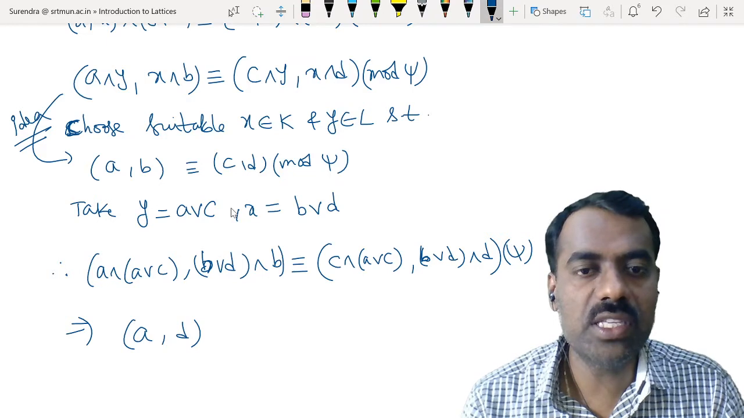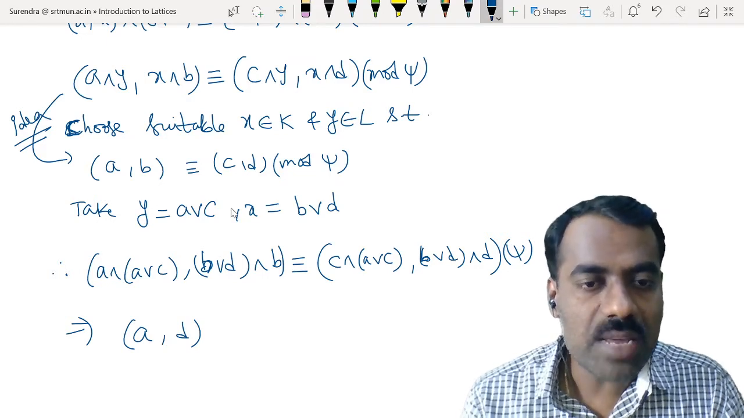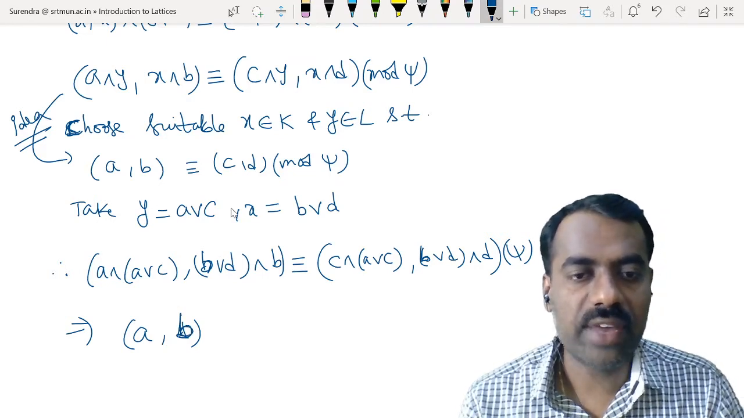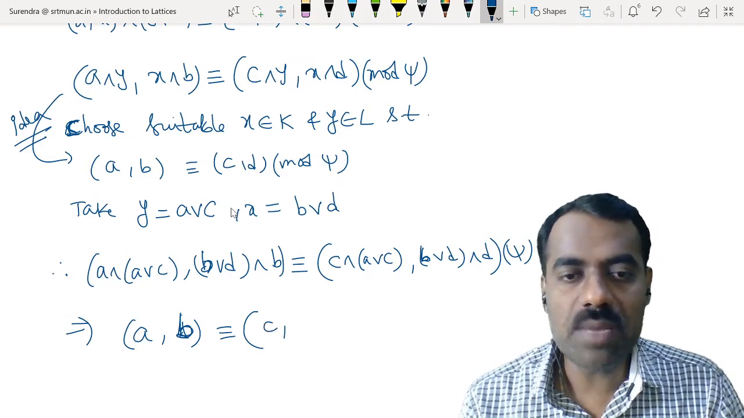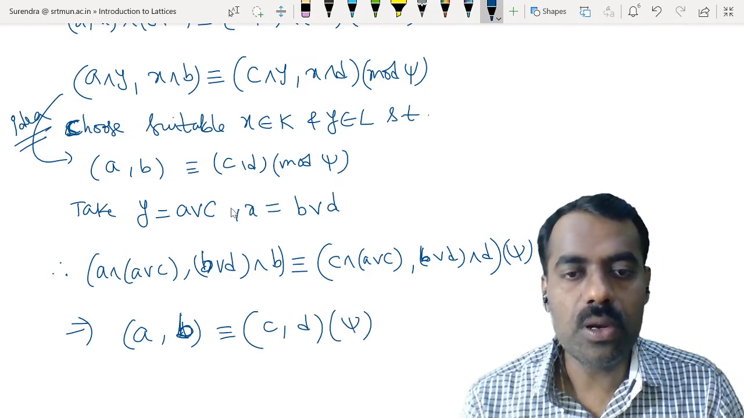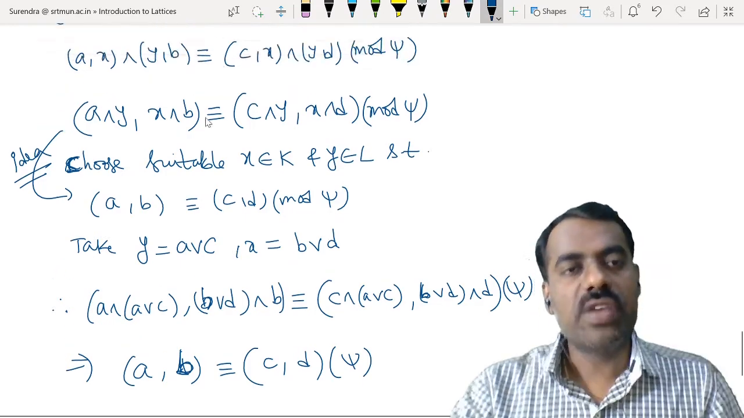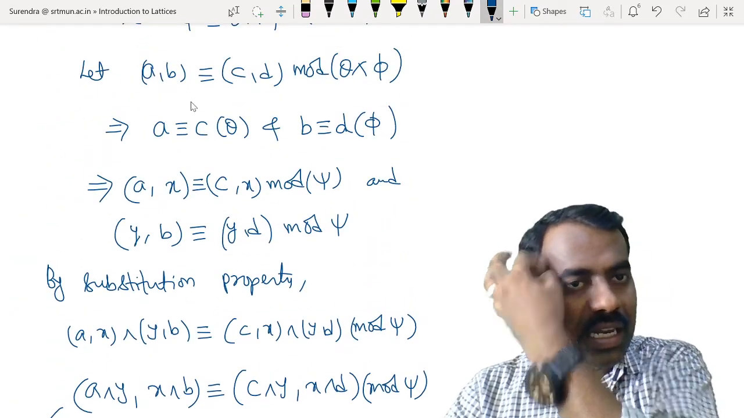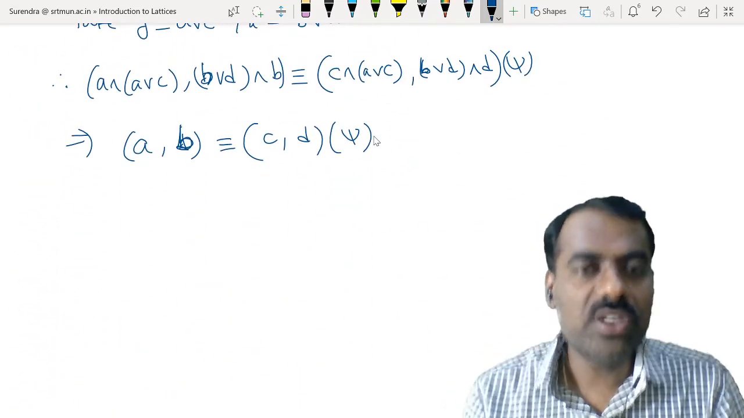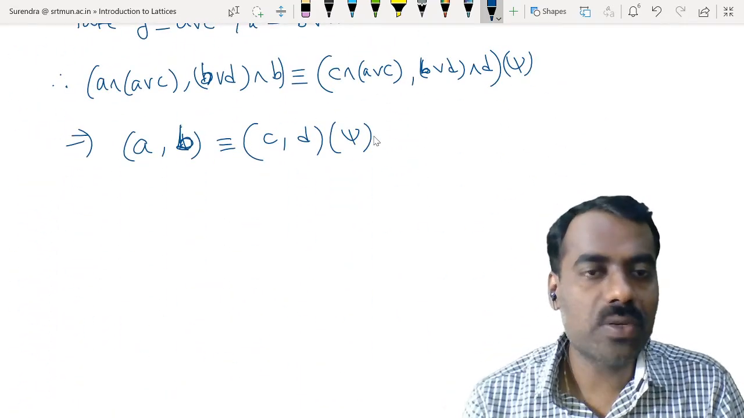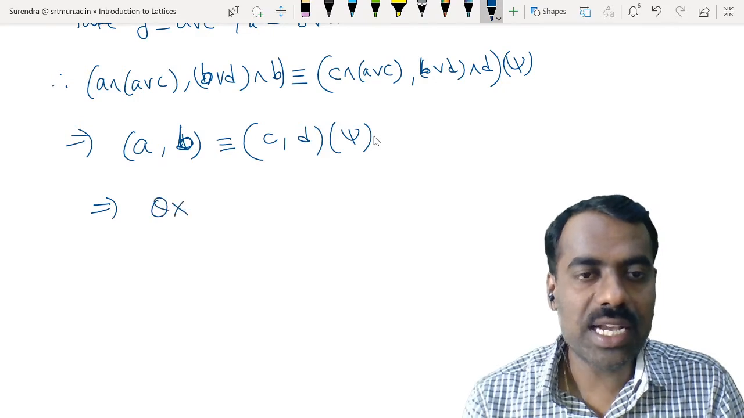So x is b join d meet b, which is b, okay, so that's fine. This is congruent to, now this is the same as c, and b join d meet d is d, modulo psi. So therefore we have taken (a, b) and (c, d) congruent modulo theta cross phi, and we have shown that they are actually congruent with respect to psi also. This shows that theta cross phi is contained in psi.